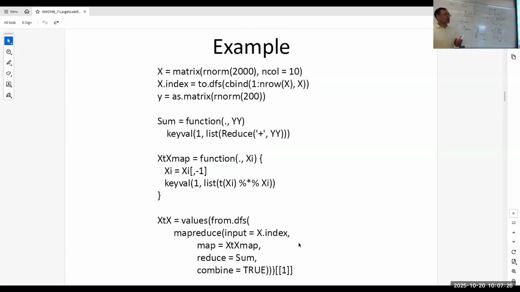Okay, any questions regarding this pseudocode? Is it clear? Okay. It should be pretty straightforward.